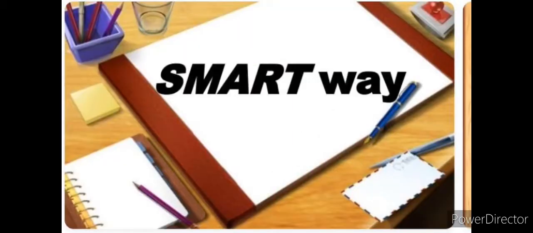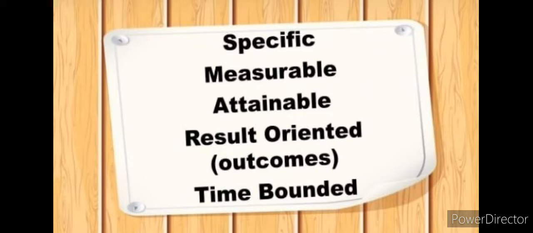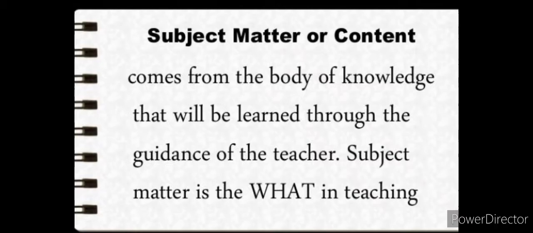The intended learning outcomes should be written in a SMART way. SMART stands for specific, measurable, attainable, result-oriented, and time-bound. The subject matter or the content comes from a body of knowledge, the facts, the concepts, the procedure, and metacognition that will be learned through the guidance of the teacher. The subject matter is the what in teaching. In a plan, this is followed by the references.